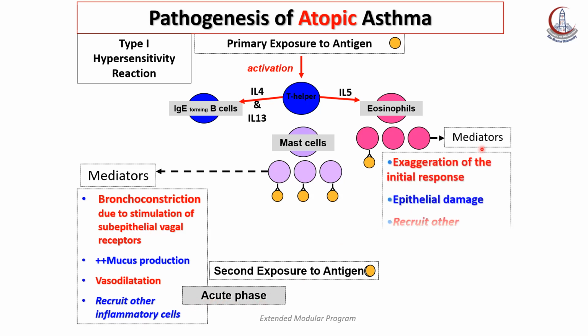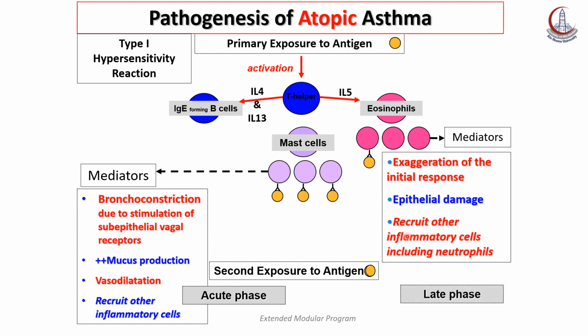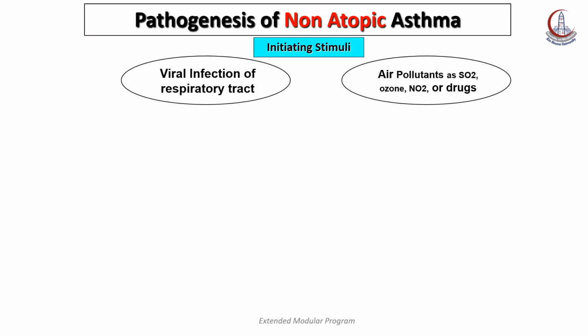Then the mediators from the eosinophils lead to exaggeration of the initial response, plus epithelial damage, and also recruitment of more inflammatory cells. This occurs in the late phase. So we have acute phase and late phase of bronchial asthma.